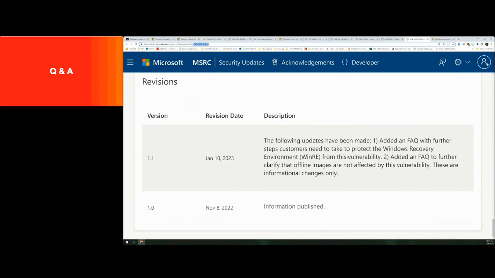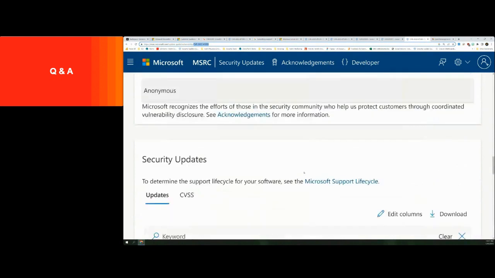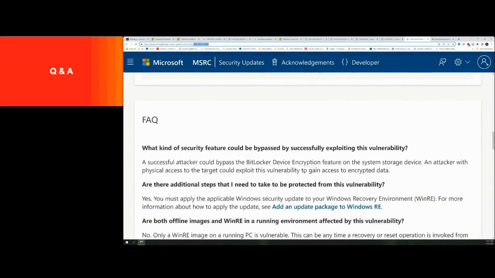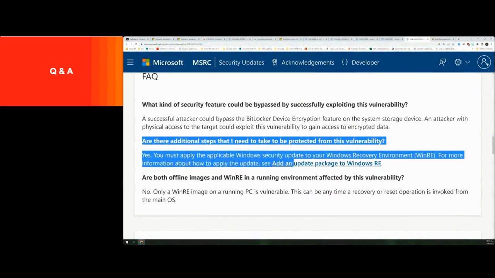They also added an FAQ to further clarify that offline images are not affected by this vulnerability. These are informational changes only. So the patch, no change to the patch. You don't have to redeploy anything there. But if you go to the FAQ, this is the addition here: are there additional steps to be protected from this vulnerability?